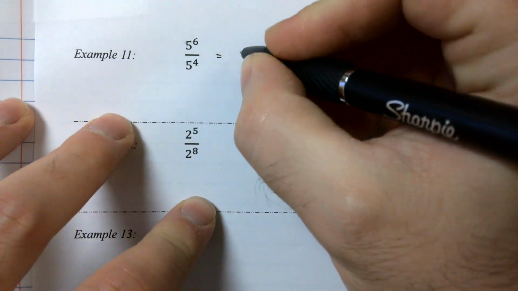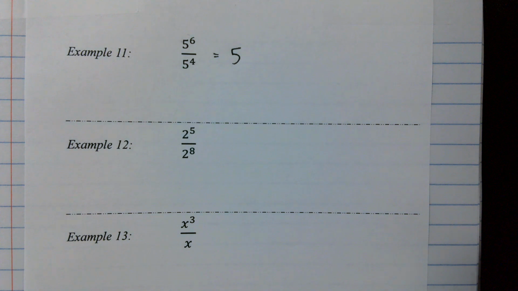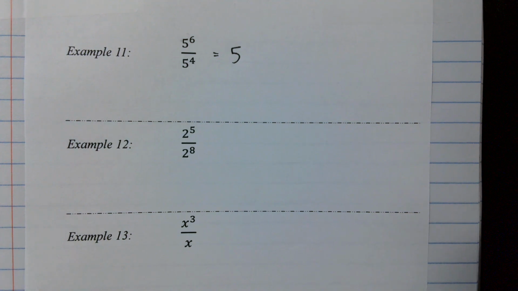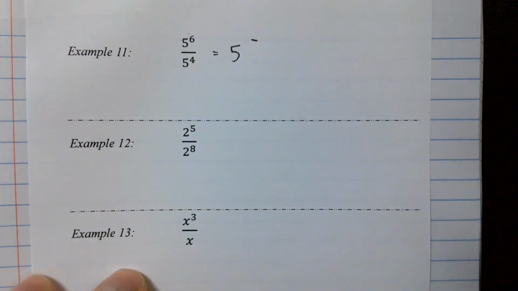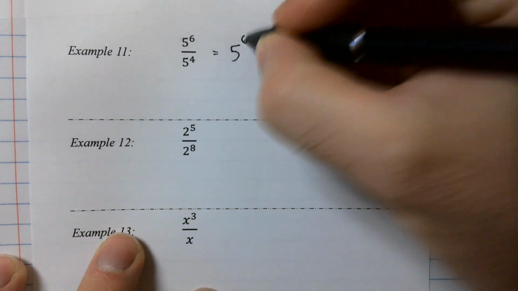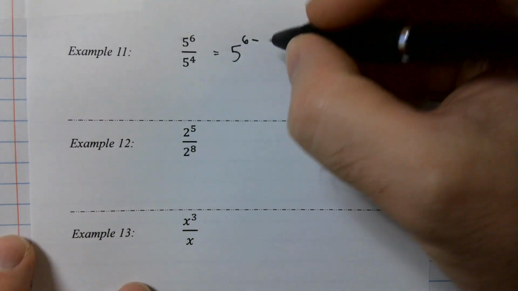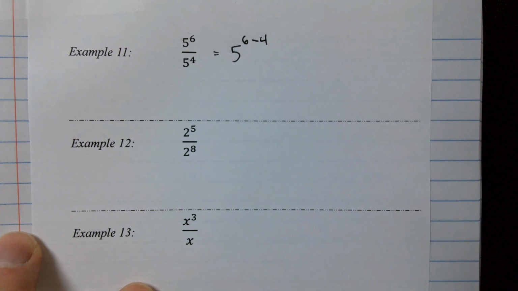So, in this first one, example number 11, we've got 5 to the power of 6 over 5 to the power of 4. What's my base here? 5. So I'm going to keep my base the same. What am I going to do with my exponents? You're going to add them? Well, if we're dividing, we subtract them. So what are we going to put first, the 6 or the 4? 6. Why does the 6 go first? Because it's on top. Exactly. Top exponent minus bottom exponent.